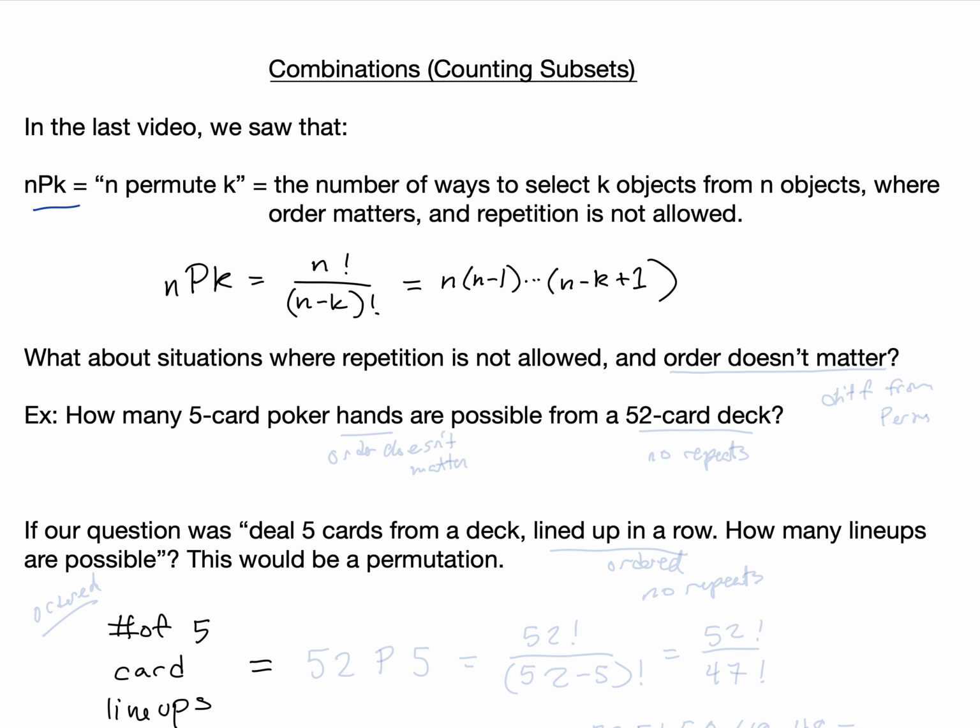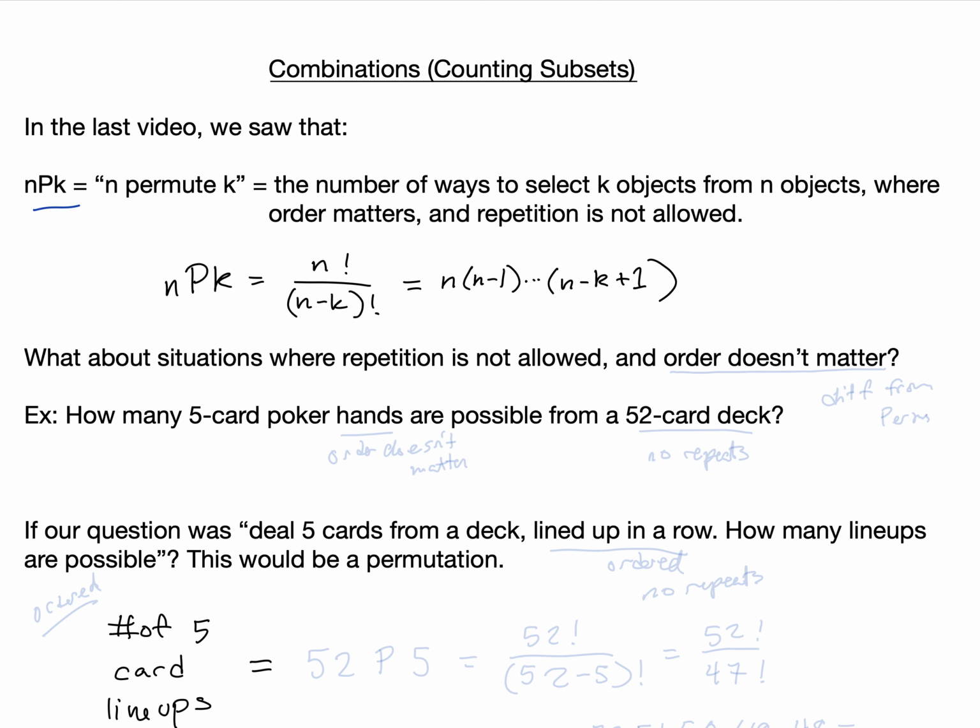So we saw that nPk, or n permute k, was equal to n factorial over n minus k factorial. And we could also just get that through the multiplication rule, saying that there are n choices for the first element and n minus 1 choices for the second element, since we can't repeat, and so on, all the way down until we've selected k objects.